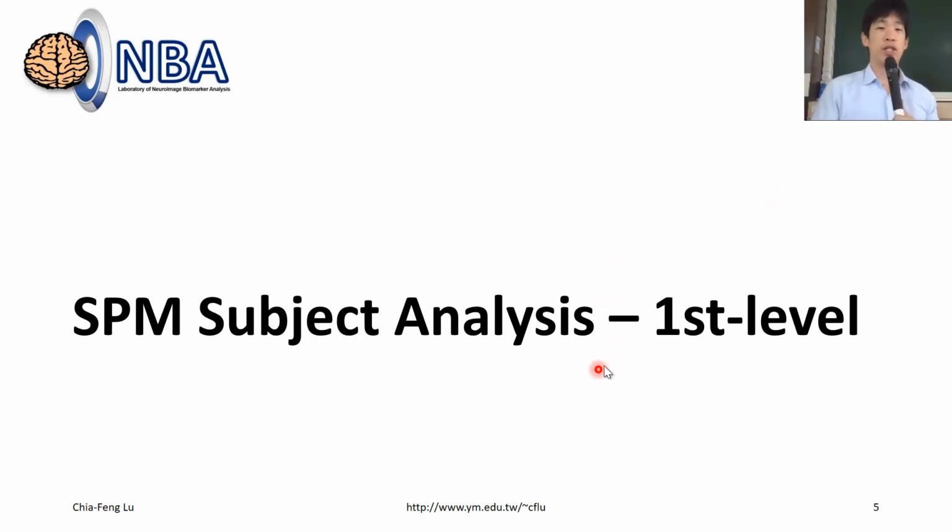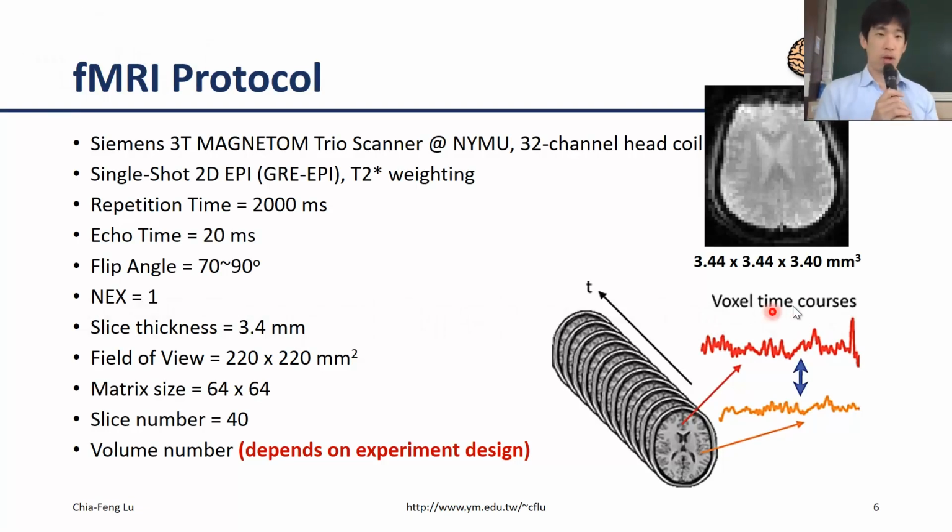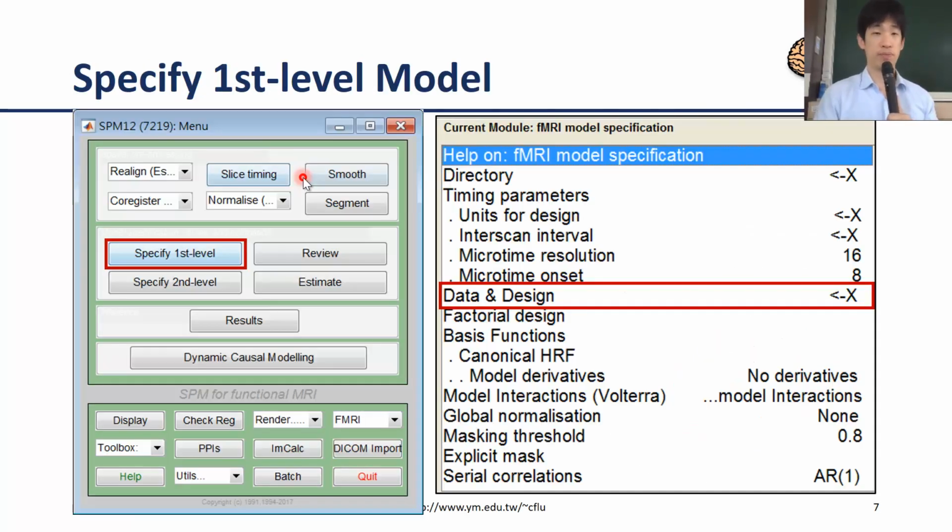Again, I'd like to continue the topic about the first level. But today I'm going to show you more details about how we can set up the model construction, that means the first level model construction right there. And again, I leave slide 6 right here to let you understand what parameters we used for the fMRI imaging. If you need, just come back to this slide and check the parameters.